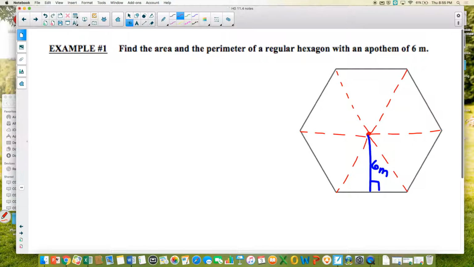So if we're given that, we can use what we know about these triangles here. The side length right up here. In these triangles, it's a regular hexagon. So that means all the sides are equal.